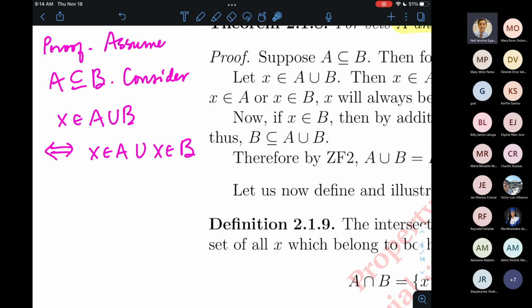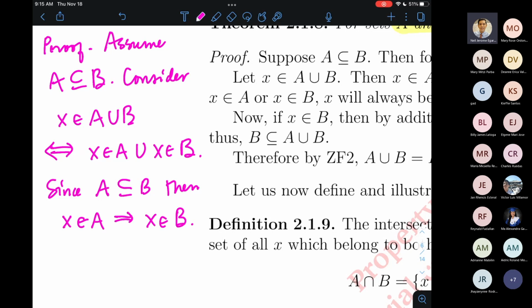But if in one of the steps here, we were forced to use a single implication, then ibig sabihin kailangan ko nang hatiin yung proof sa dalawa. Okay? But so far, we have an if and only if statement. Our goal is to reach X element of B. Kaya lang, ano yung alam natin? Well, we know that since A is a subset of B, okay, then X being an element of A implies X is an element of B. All right? Definition ng pagiging subset. Right?